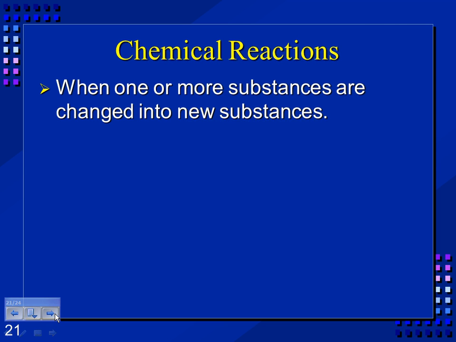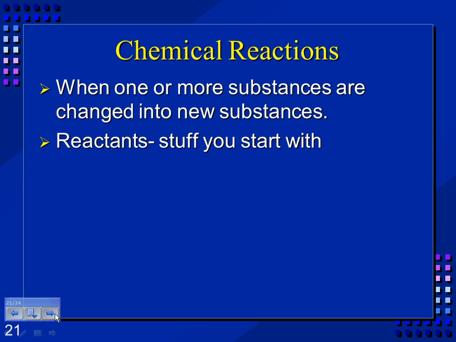So we've already talked about a chemical change. Just remember that at the beginning, whatever you are reacting, those are called your reactants. The stuff that you start with, those are your reactants. At the end, we produce something, so we call them the products. So a chemical reaction is always going to be written with what you start with and then show what is produced.